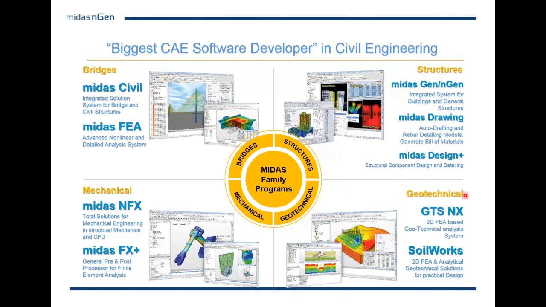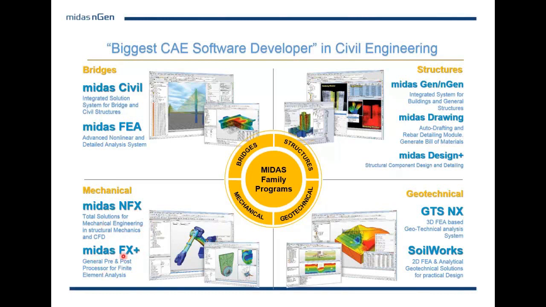Then coming to the geotechnical field, we have GTS-NX and SoilWorks. GTS-NX is a 3D finite element software solution, whereas SoilWorks is a 2D finite element software solution. It's not just 2D FEA, that is not just finite element, but also analytical geotechnical solution. Coming to the mechanical field, there is MIDAS NFX and MIDAS FX Plus. NFX, you can use it for impact analysis, or you can use it for 3D computational fluid dynamic analysis. To simulate wind tunnel test results, you can use MIDAS NFX.